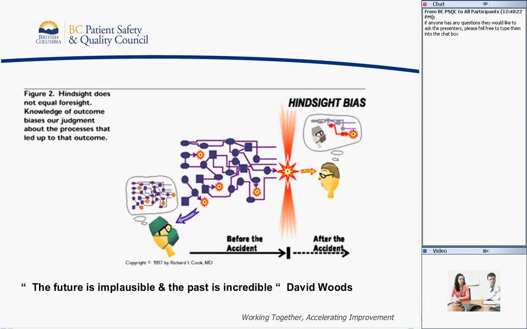And so David Woods talks about that the future is implausible and the past is incredible. The idea there is that hindsight is a bias we really need to protect from. So when we do an investigation, we need to do it including the person who was involved, who had the last sharp thing in their hand, and really seek to understand their perspective. And if we don't include them in that investigation, that investigation is going to be a very thin description of what occurred, and more often than not, more likely wrong.